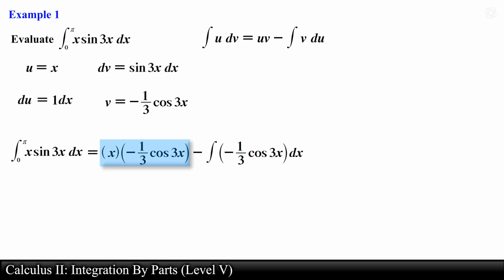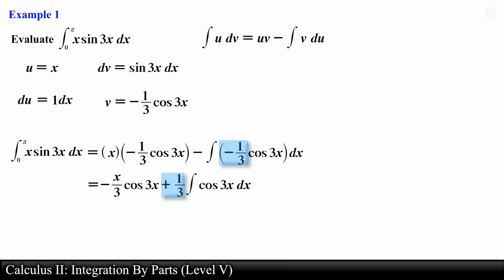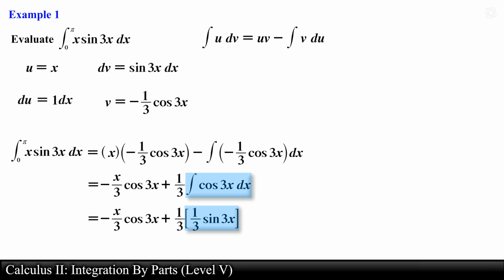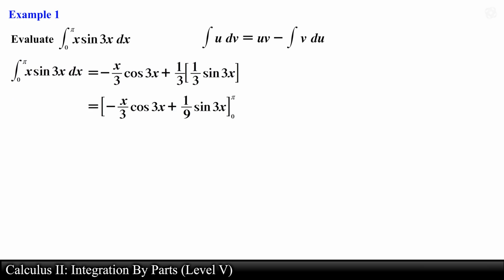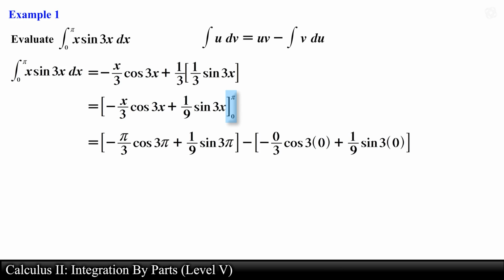Next, we simplify the expression in the first term, and factor out negative 1/3 from the integral on the right. Next, we find the integral of cosine of 3x, and obtain 1/3 times sine of 3x. Next, we simplify both terms and evaluate it from 0 to pi. Substituting the limits of integration, we have the following.